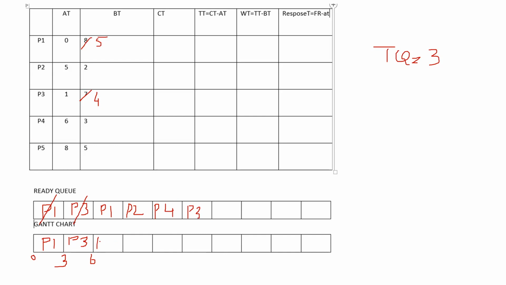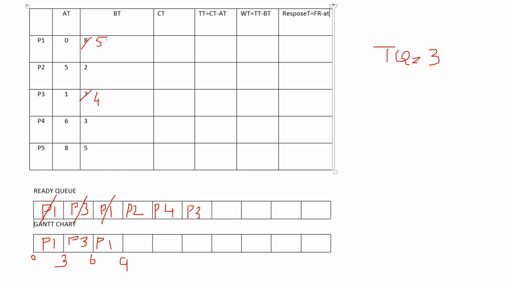You know this P1 only will come here, right? So you have to write P1 now. When you're writing P1 here, just cancel it here and write P1. Now how much is there for P1? 5 is there, right? So anyway, I can give 3 here. So 6 to 9, correct. So 6 to 9, P1.